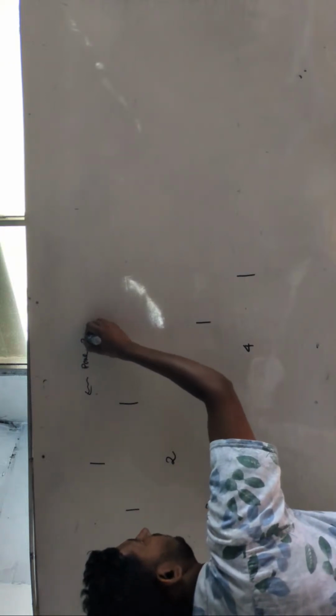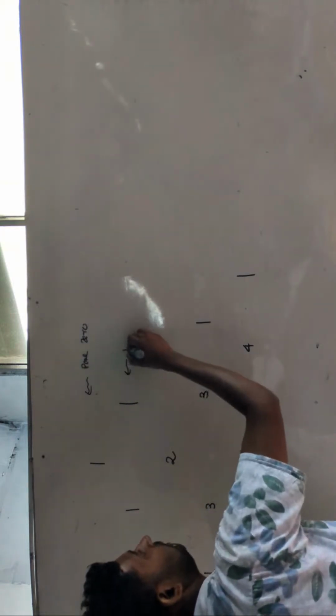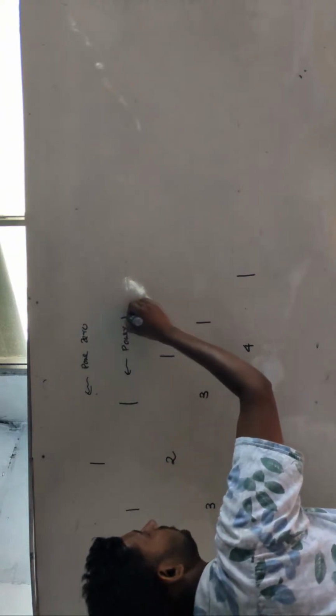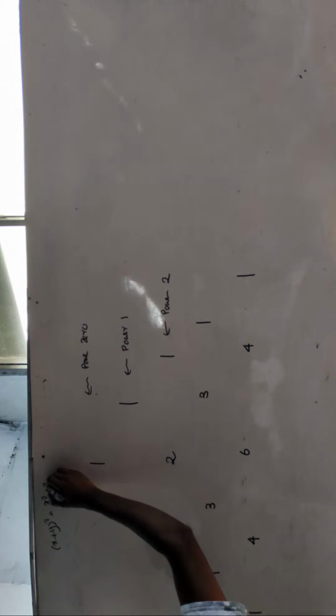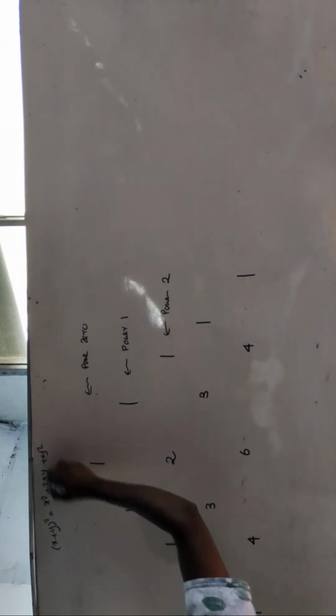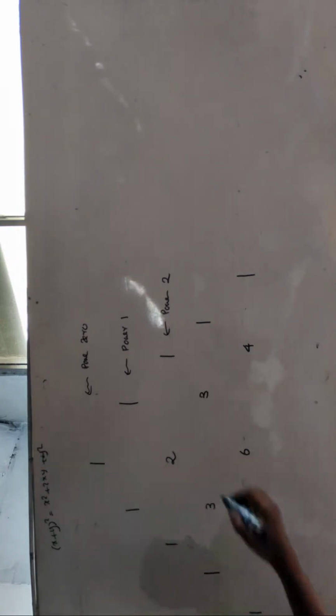Power 0, okay. Here, the power 1. These are the coefficients. This is power 2. Power 2 means if you expand x plus y whole squared, it is x squared plus 2xy plus y squared. So 1, 2 and 1.